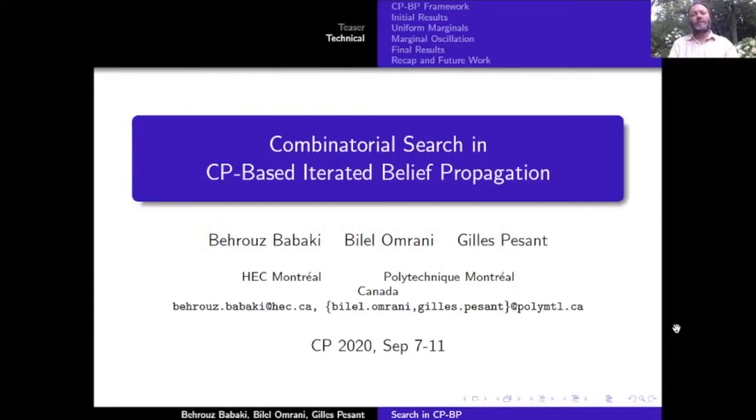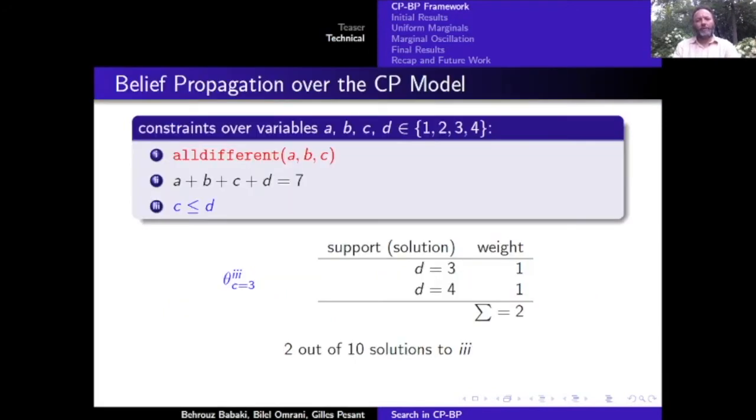So I'll assume you've seen this teaser and know what the paper is about. We start by showing how to compute these marginals that we want to use to guide search. And we'll do this through a simple example of a CSP on 4 variables, A, B, C, D, identical domains 1, 2, 3, 4, 3 constraints: all different, a sum and a binary inequality. All domain values are supported here, so there would be no filtering.